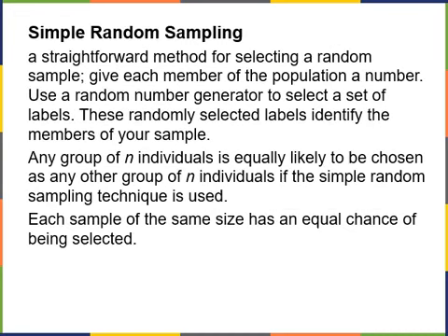Simple random sampling is a straightforward method for selecting a random sample. Here we're going to give each member of the population a number, and then we'll use something like a random number generator to select a set of labels. These randomly selected labels identify the members of your sample. Any group of n individuals is equally likely to be chosen as any other group of n individuals if this simple random sampling technique is used. Each sample of the same size has an equal chance of being selected.